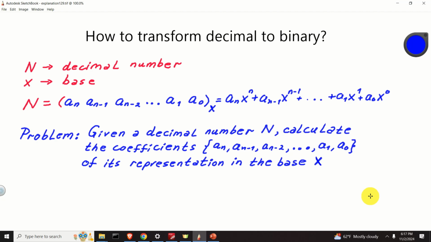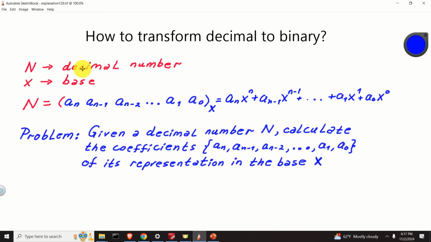As we have seen previously, transformation from a binary number to a decimal number is straightforward. However, transformation from a decimal to binary number is not so trivial. In the sequel, we will derive a general procedure for transforming a decimal number to a number in any other base. As a special case, for base x equal to 2, we will obtain the transformation from a decimal to a binary number. So let's introduce a new notation.